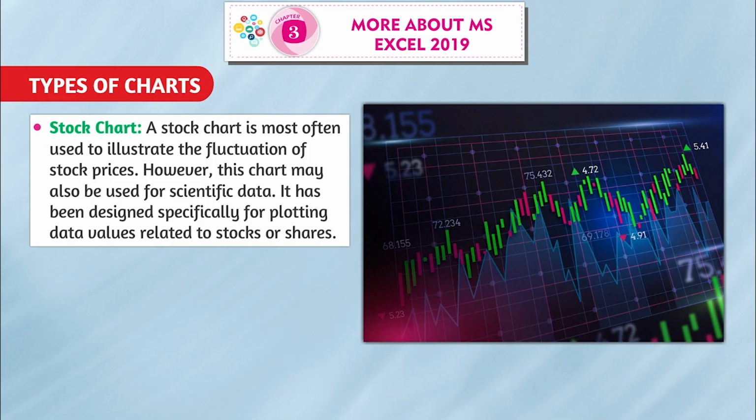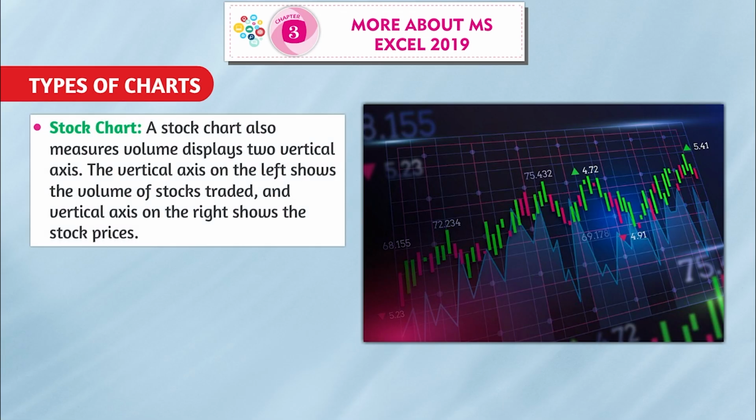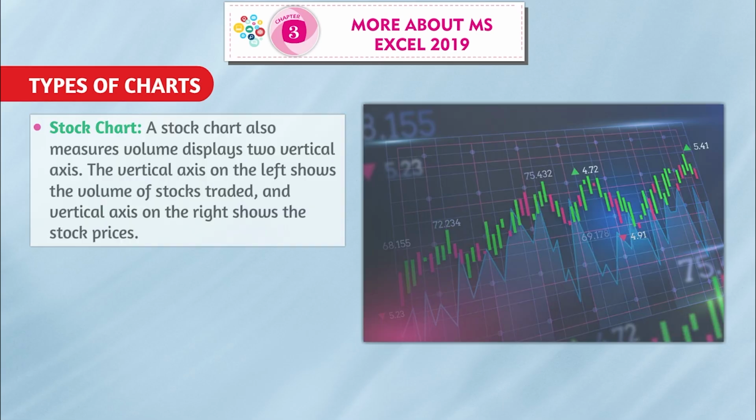Stock chart. A stock chart is most often used to illustrate the fluctuation of stock prices. However, this chart may also be used for scientific data. It has been designed specifically for plotting data values related to stocks or shares. A stock chart also measures volume and displays two vertical axes. The vertical axis on the left shows the volume of stocks traded, and the vertical axis on the right shows the stock prices.